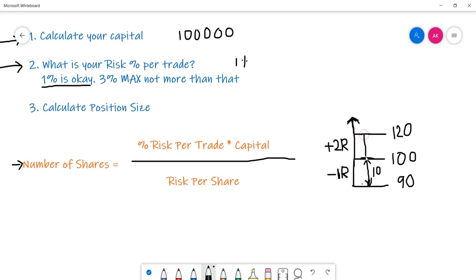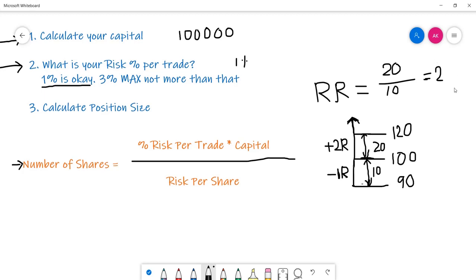And how much are you willing to gain from this trade if it is a win? It's 20 rupees. There is a thing called the risk to reward ratio, which is called RR. RR is how much you are willing to gain divided by how much you are willing to lose. So in this case the RR is 2.